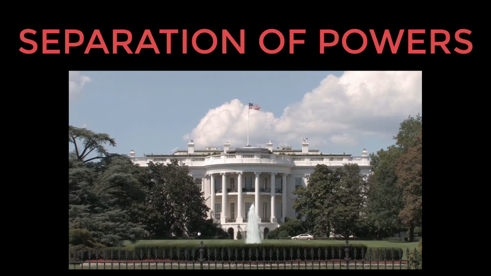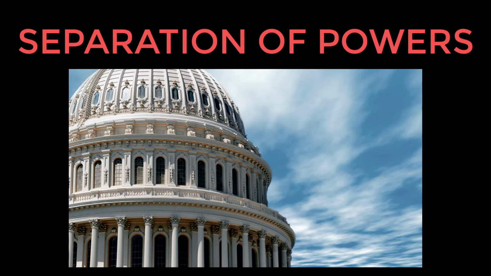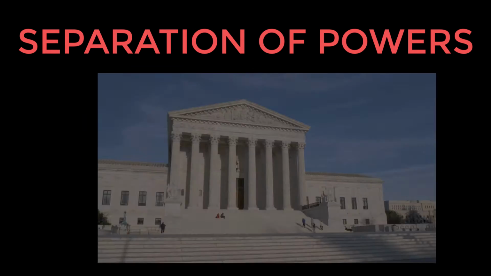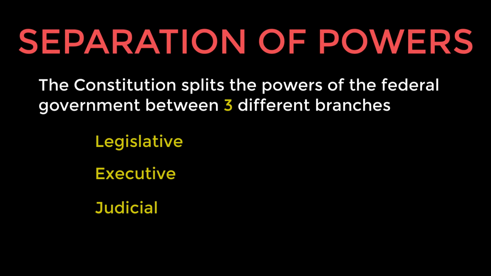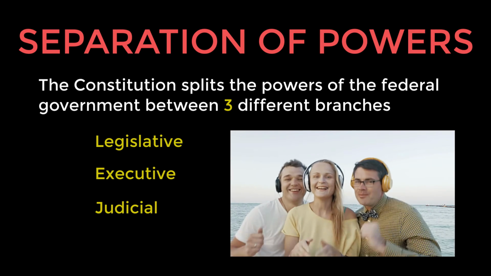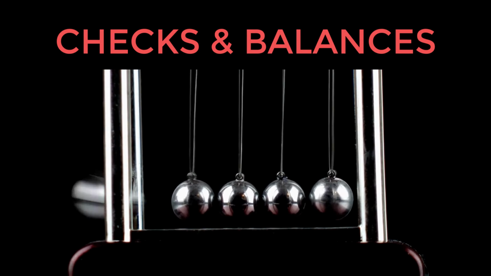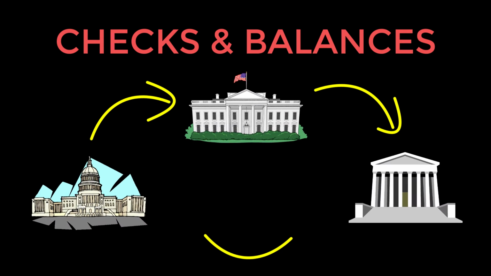Next, there's the principle of separation of powers. Even with the ideas of limited government and federalism, there was still some danger of the federal government becoming too powerful. To counter this, the Constitution splits the powers of the federal government between 3 different branches: legislative, executive, and judicial. The Founding Fathers thought that if these 3 branches were constantly competing for power, then one would never be able to overcome the other. To make sure of this, they also built in the principle of checks and balances. In order to carry out a task, one branch often needs the approval of another branch to proceed.